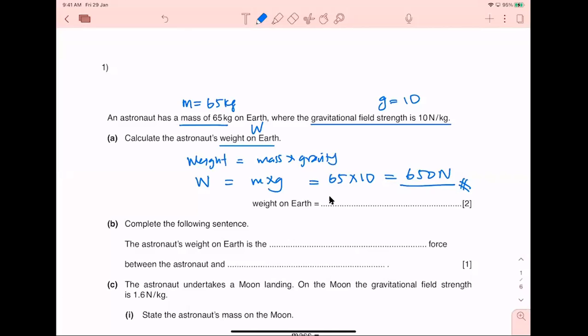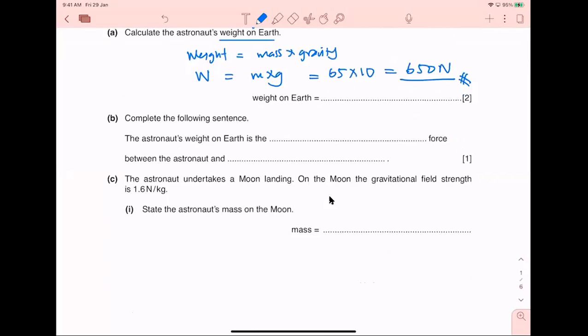Now let us continue to the second part, question number one. They ask you to complete the following sentence. The astronaut's weight on Earth is... so where do you get the weight? It's actually from the gravitational force, the attractive force between the astronaut and Earth. So you get weight from the gravitational force.